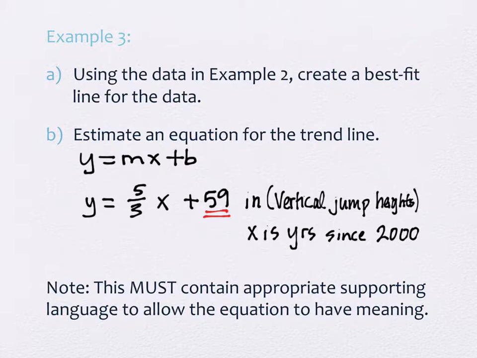Without that, there's nothing for the person who is reading this or wanting to use it to know that I'm supposed to plug in 10 instead of 2010 or something else entirely for my x value. Does that make sense? Yeah?